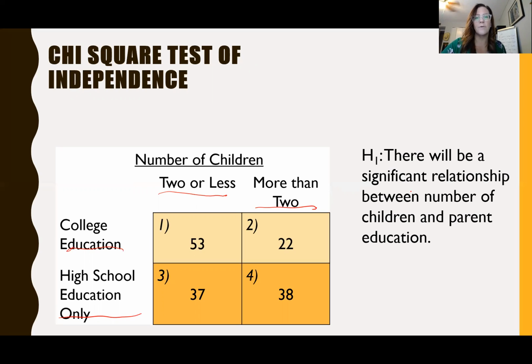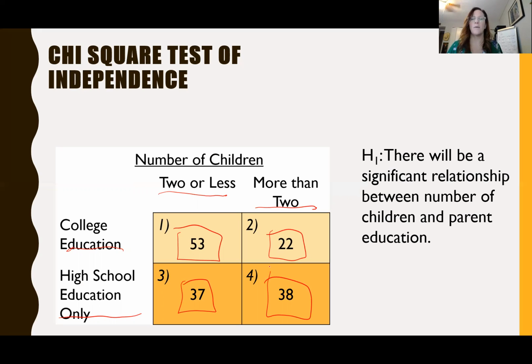If you notice, there are numbers, and I have these cells numbered 1, 2, 3, and 4. These are our observed frequencies. So 53 college-educated people had 2 or less children. 22 college-educated people had more than 2 children. 37 high school education people had 2 or less, and 38 high school education only individuals had more than 2 children. So these are our observed frequencies.